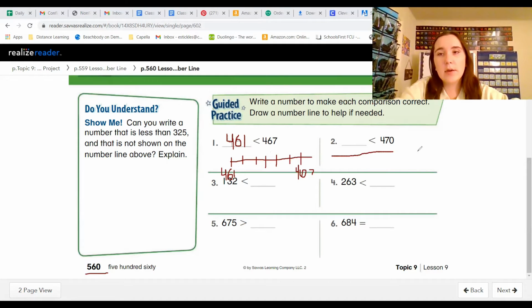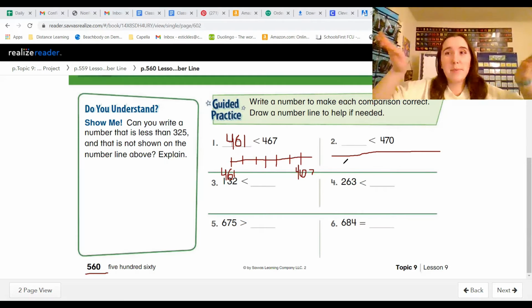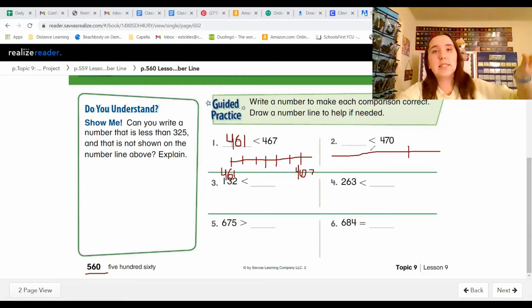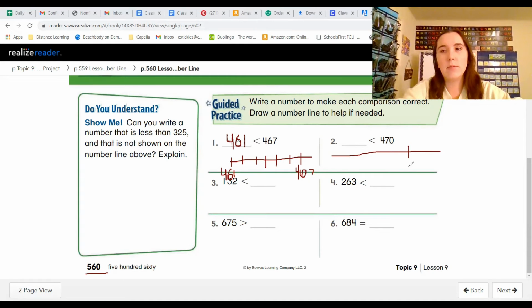So here's how we could find a number to put in that opening to make it true. We can draw an open number line here, which means our numbers keep going in either direction. And we can put 470 on here. And ladies and gents, I'm putting 470 down here at the greater end because I know that the number I need to pick has to be less than, which means it's going to be over to the left on my number line.